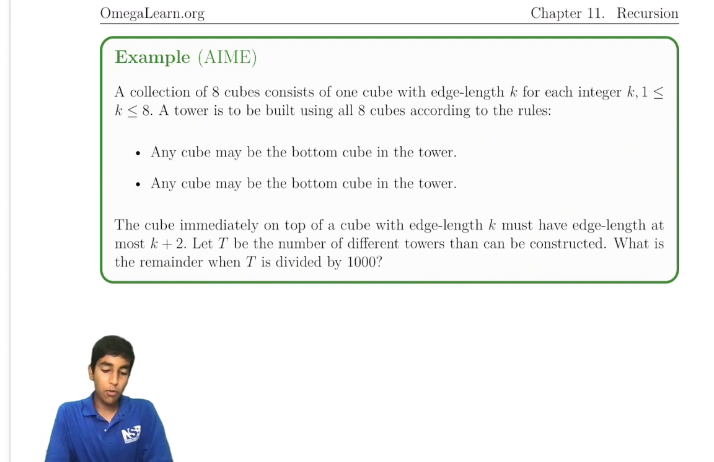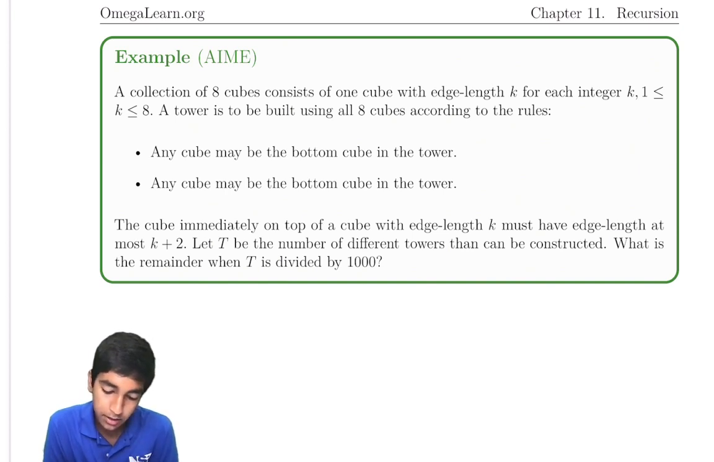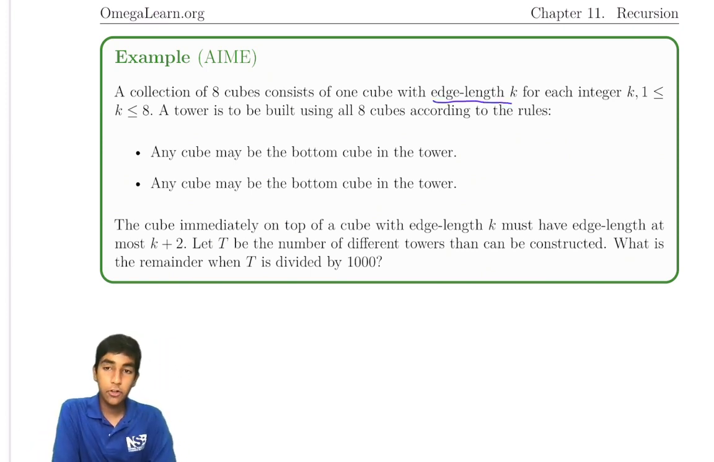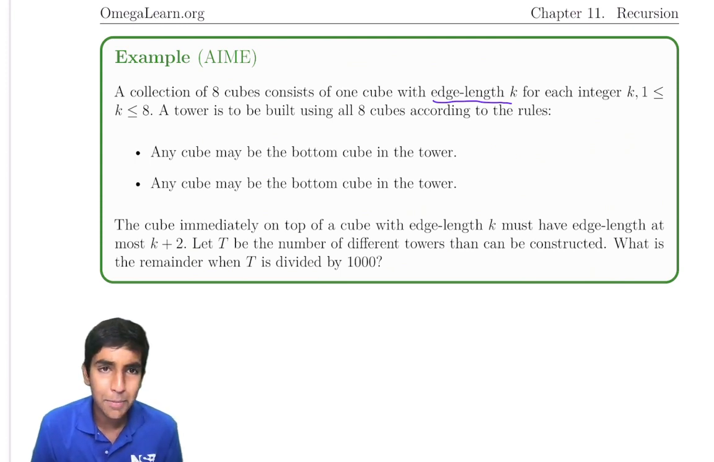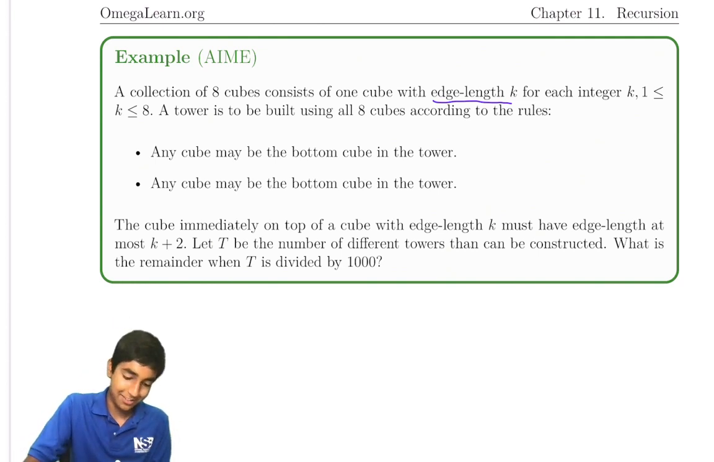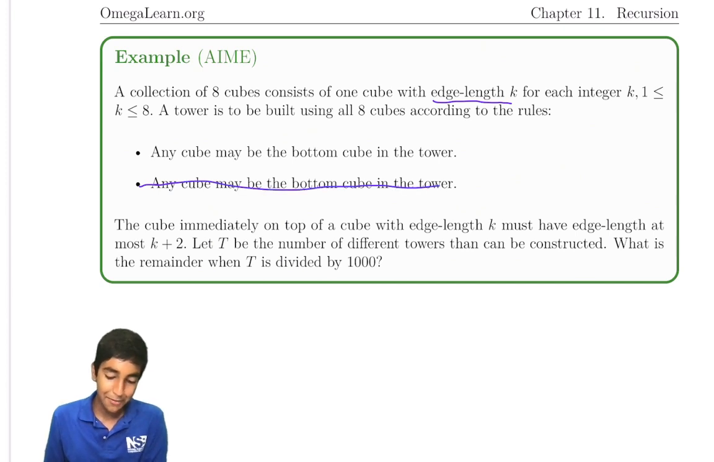Okay, in this problem, a collection of 8 cubes consists of one cube with edge length k for each integer k. A tower is to be built using all 8 cubes according to the rules. Any cube may be the bottom cube in the tower. The cube immediately on top of a cube with edge length k must have edge length at most k plus 2.